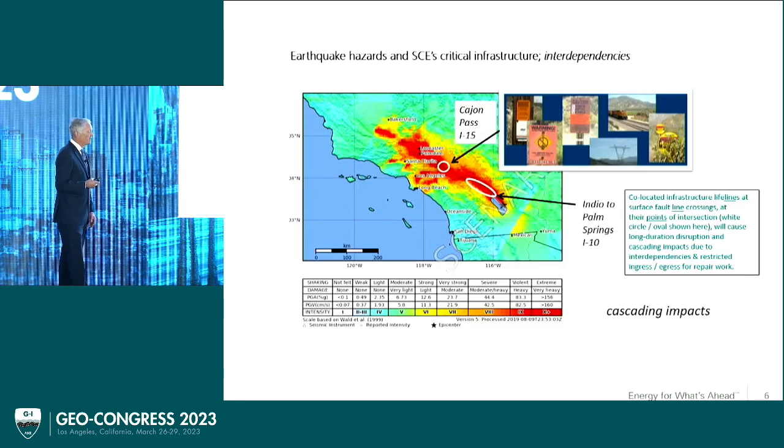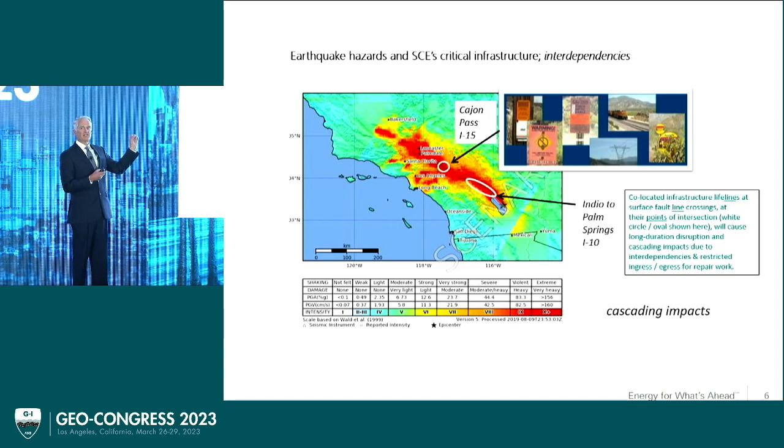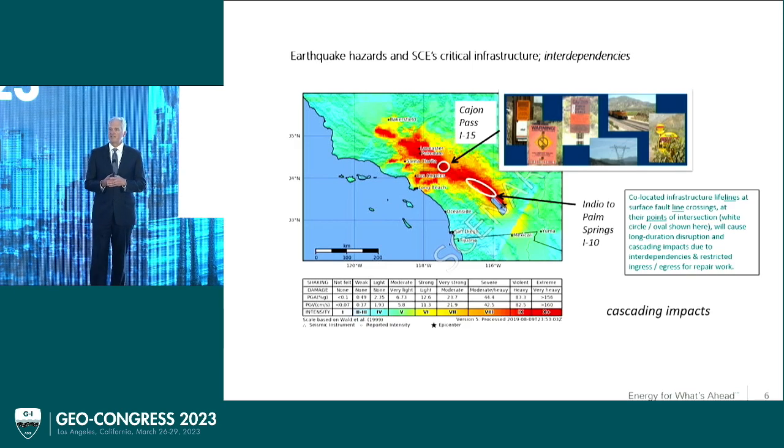Unfortunately, most of the time we're dealing with needing to figure out how to retrofit existing infrastructure. Very different situation. So I've mentioned Cajon Pass. The white circle here also represents Cajon Pass, just like in the previous diagram. Now overlain behind it is the expected shaking pattern from a future 7.8 San Andreas earthquake. This is called the ShakeOut scenario.